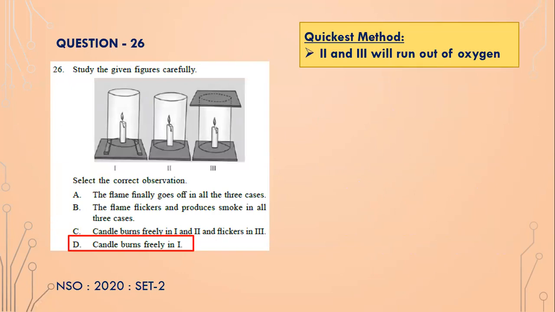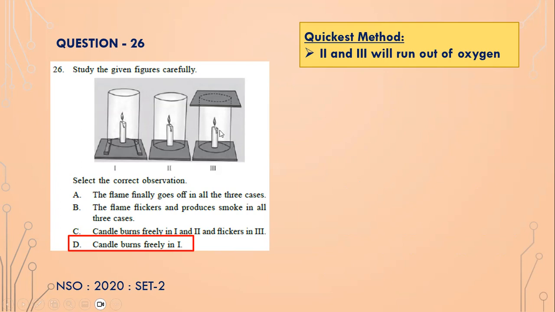Okay, first one. Study the given figures carefully and select the correct observation. In the first one, there's a glass placed on two thin slats, and the glass is actually open at the bottom end. So the candle will keep on burning in the first figure. In the second figure, the glass is placed over the candle, and the candle is eventually going to run out of oxygen, because there is no opening here. Here, at least, there is an opening.